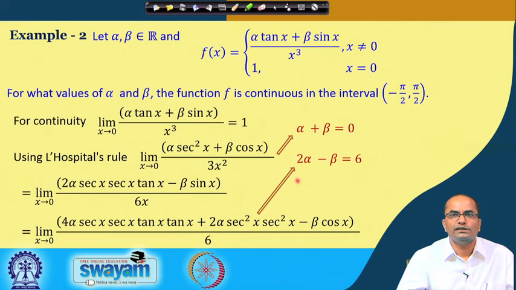So, if we solve these two equations, alpha plus beta is equal to 0 and 2 alpha minus beta is equal to 6, we will get that alpha is equal to 2 and beta is equal to minus 2. So, for these values of alpha and beta, this function will become continuous, or in other words, this limit of alpha tan x plus beta sin x over x cubed will become 1. The function was defined as 1 at x equal to 0.